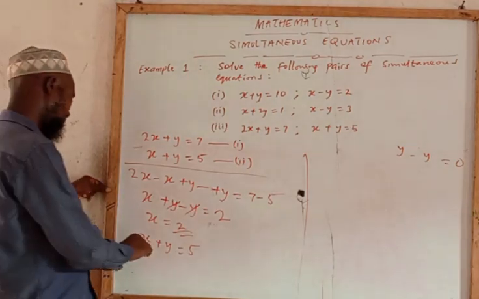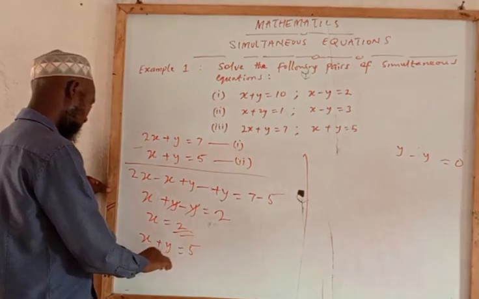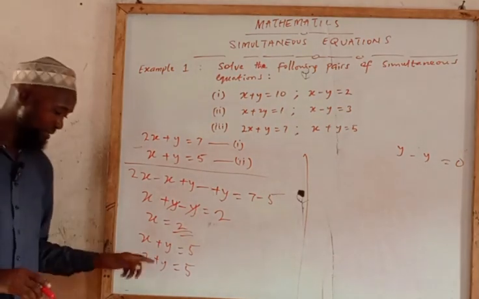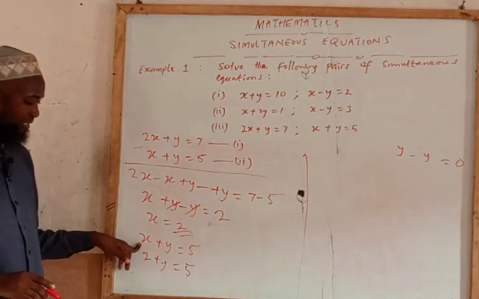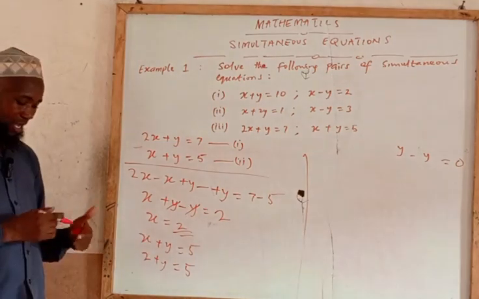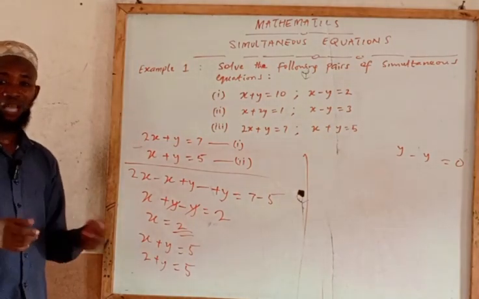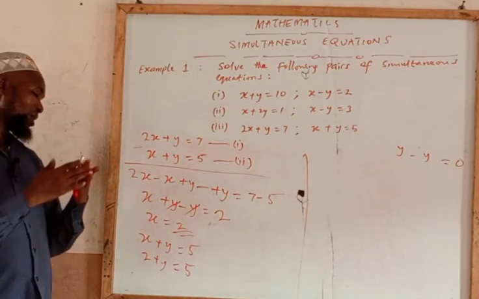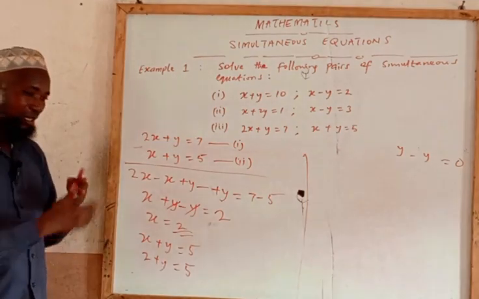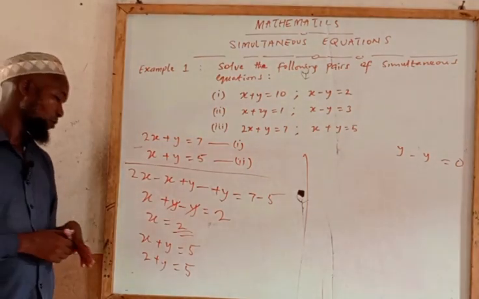So in this place, I will say 2 plus y is equal to 5. Hope you remember the reason why I'm changing this x as 2. Remember, I'm looking for the value of y, and I cannot deal with x and y at the same time. So that's the reason why x will have to be obtained first. We substitute the value we obtain for x in order to be able to get the value for y.